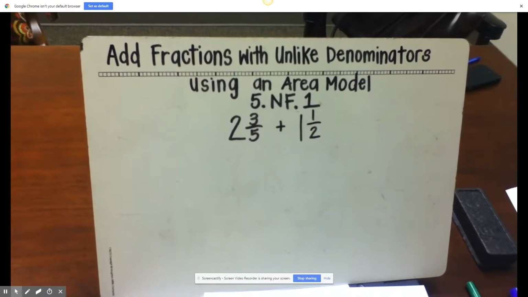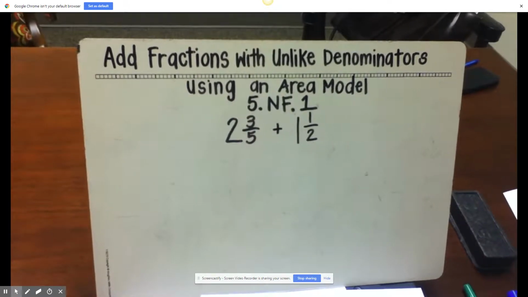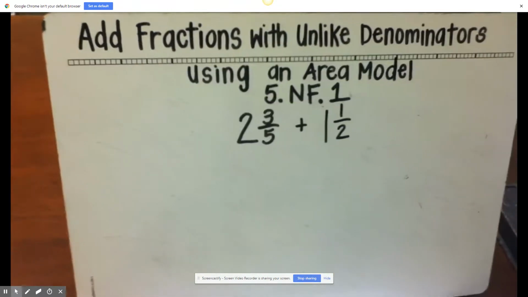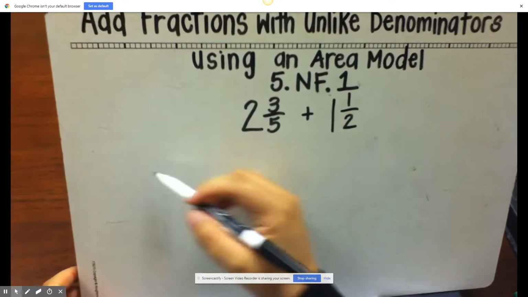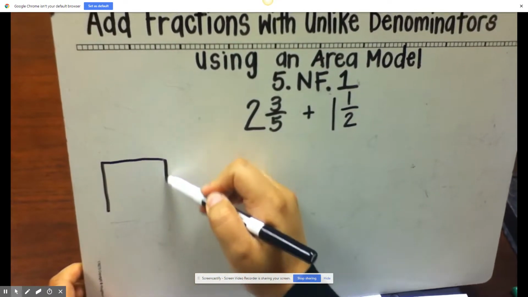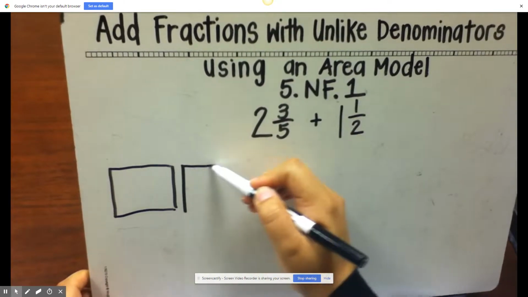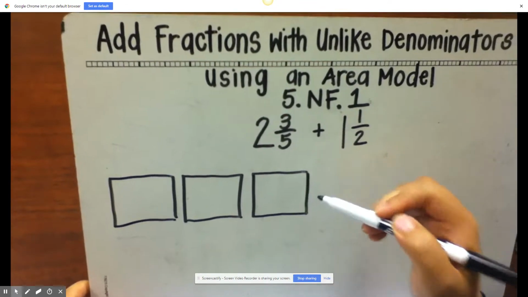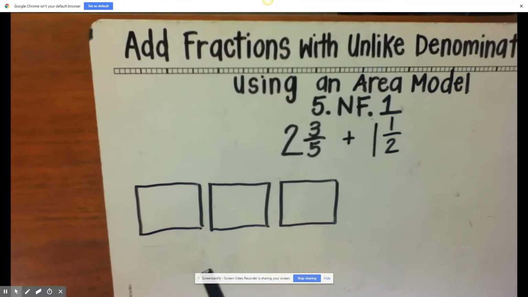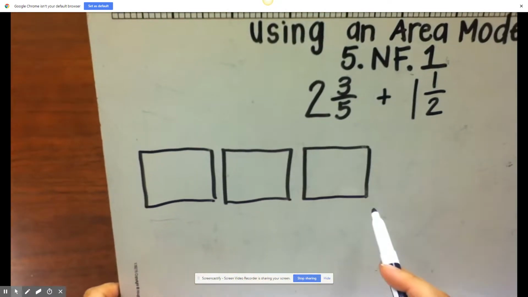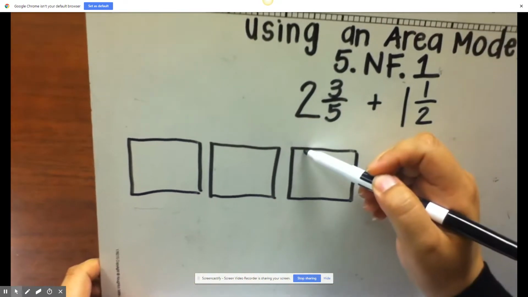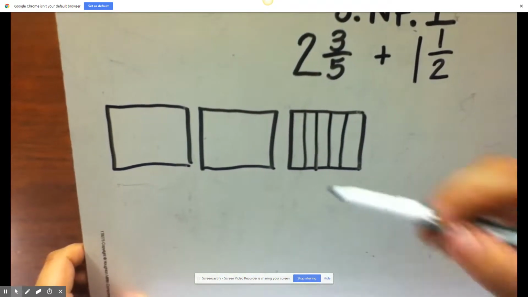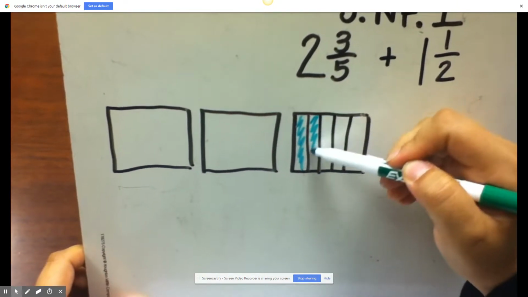algorithm. And so in this model, we're going to use an area model to add two mixed numbers, 2 and 3/5, plus 1 and 1/2. So to start, I'll model 2 and 3/5 by drawing 3 rectangles. Two of them I will not divide into fifths since they will represent the 2 wholes. The third rectangle will be split into fifths. And I'll shade 3 of those to represent the 3/5.